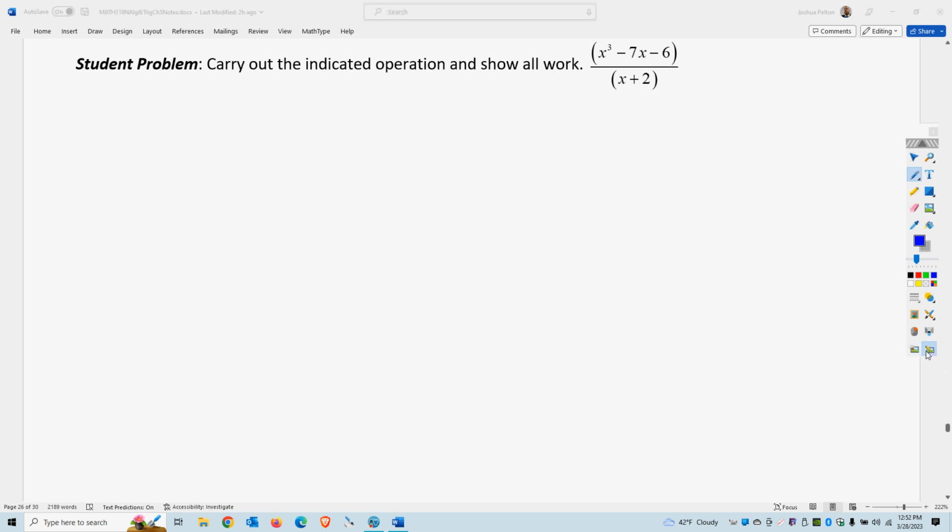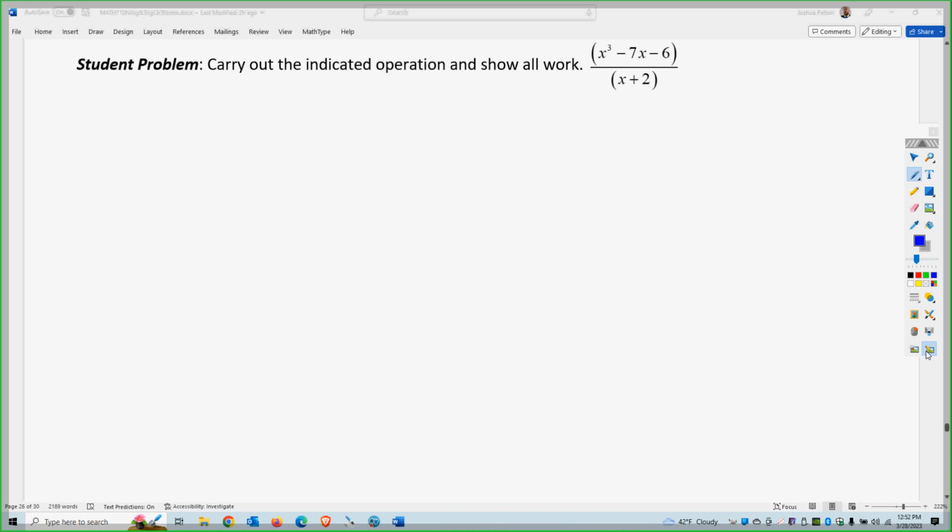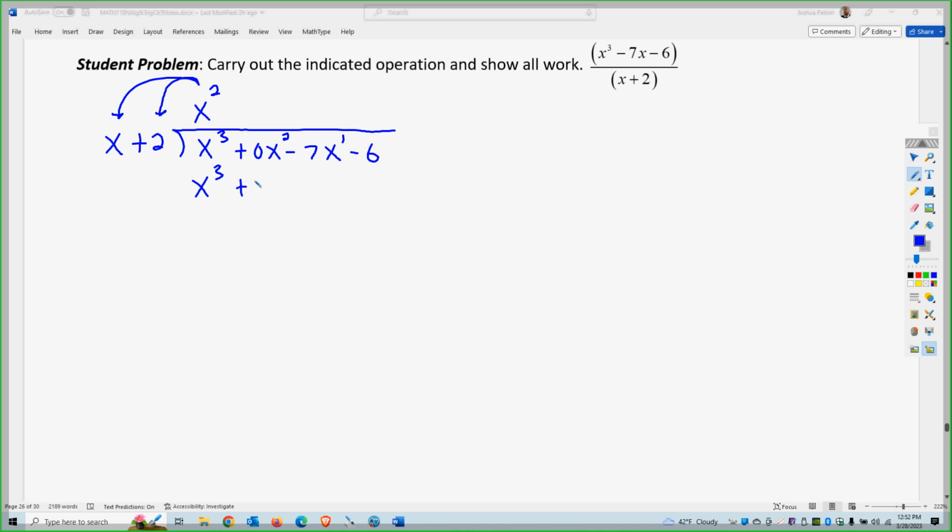Okay, so again, make sure they're in the proper order and no missing terms is the first precedent. So x plus 2 is dividing into x to the third power plus 0x squared minus 7x to the first minus 6, and it's really x to the 0 power. We don't need to put that though. So x squared times x gives me x to the third, and then x squared times 2 gives me plus 2x squared. Put parentheses around it and subtract. So I get negative 2x squared minus 7x.